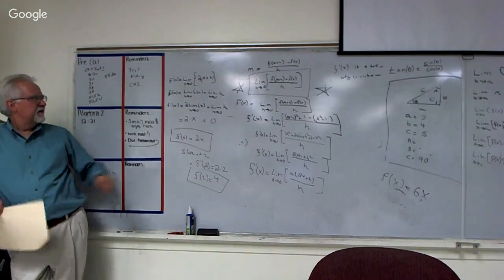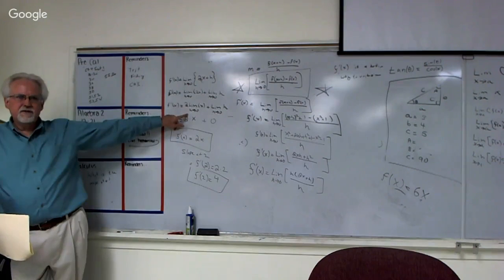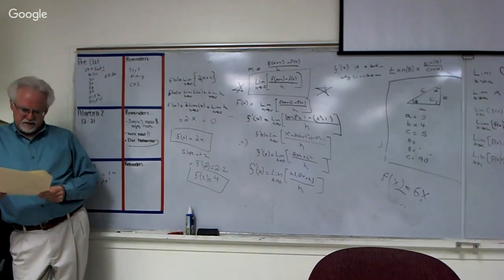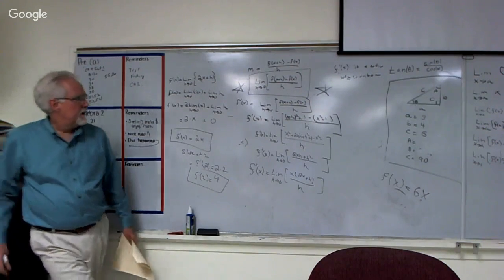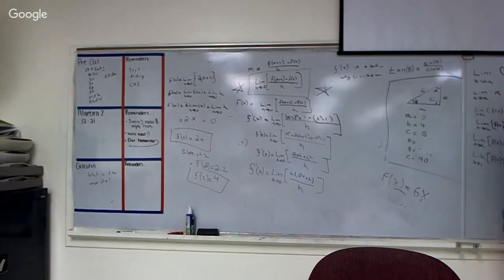So what was the hard thing? The limit as h goes to 0 of x. X is not a function of h, so it's just x. X doesn't care what h is. Does that make sense? Okay. F prime of x is called the derivative. It is called the derivative. It is the slope function.